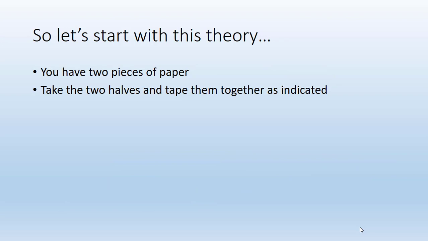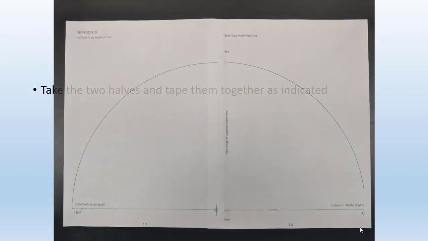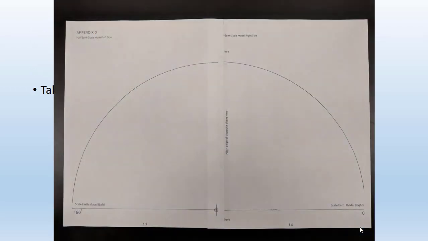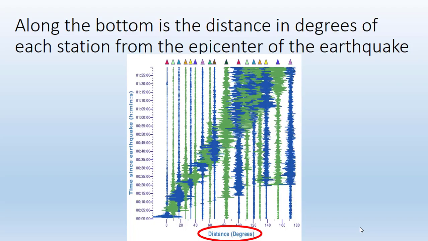You have two pieces of paper that have two quarter circles on them. Tape them together as indicated on the paper. It should look like this. And now this half circle is going to be our model of the Earth. You also have a record section of 17 different seismic stations that recorded the 2010 Haiti earthquake.